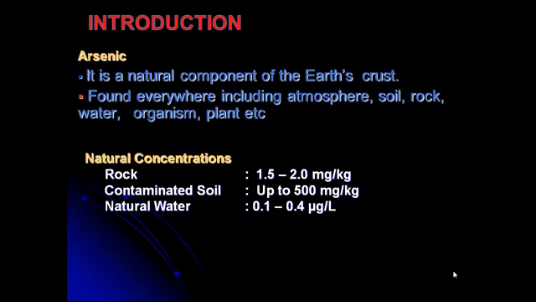And arsenic, what is arsenic? It is a natural component of the earth's crust, and it is found everywhere, including the atmosphere, soil, rock, water, and many other things. In rock, its level is 1.5 to 2 milligram per kg. In contaminated soil, it is up to 500 milligram per kg of the element.